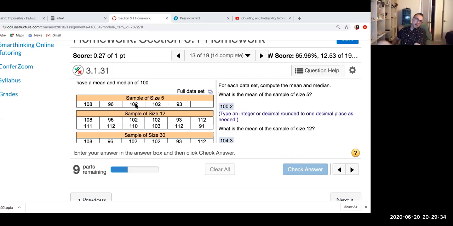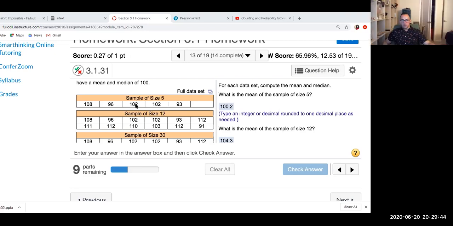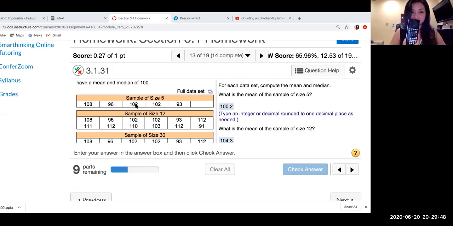Correct. On the test, are you allowed to use a calculator or StatCrunch? Either one. Okay. Which one do you like to use? I have my calculator.